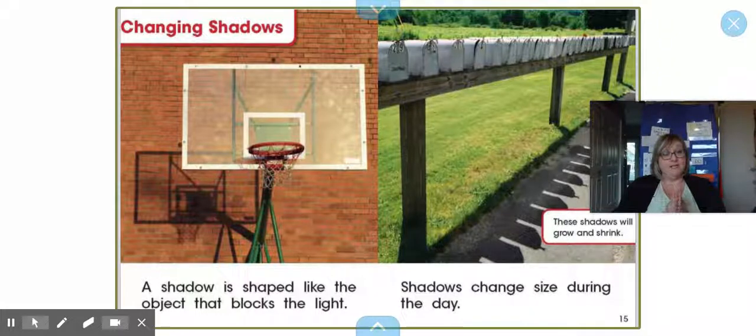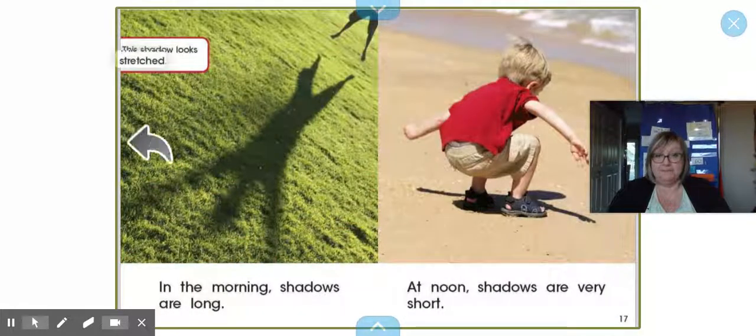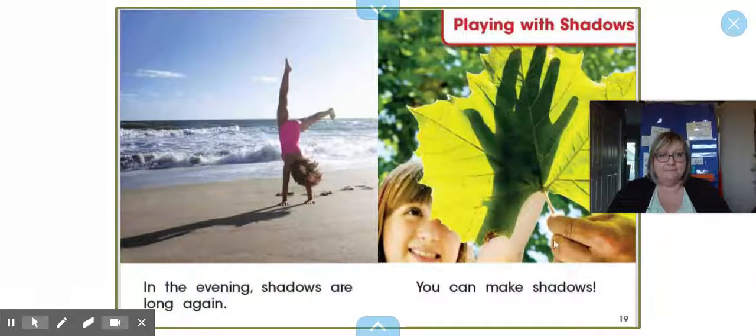I want you to stop the video and think, why? We should know the answer to that. Why do shadows change? See if you could pull that from your schema. When you're ready, turn the video back on. In the morning, shadows are long. At noon, shadows are very short. It says this shadow looks stretched. Again, I want you to think about why. Why does that happen? In the evening, shadows are long again.